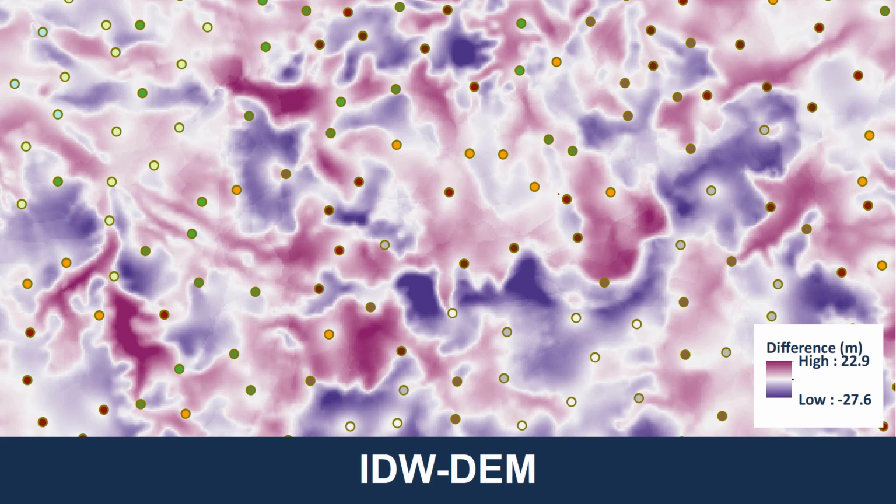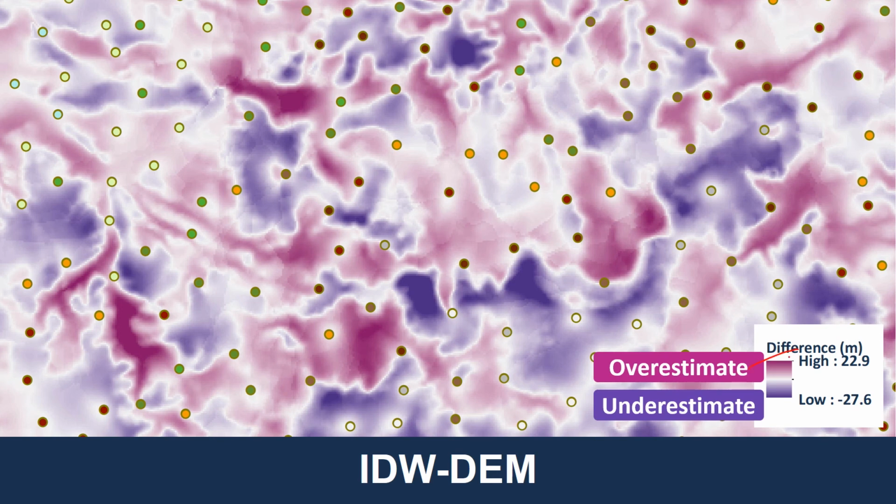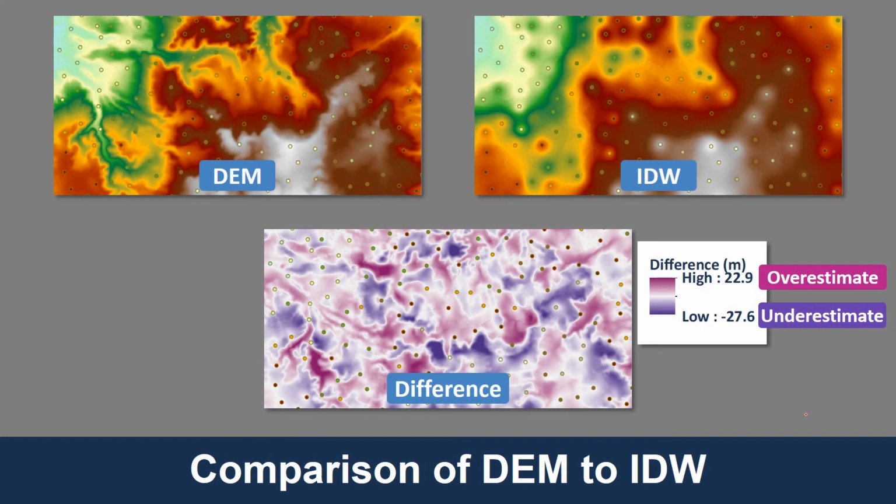I've just color-coded this according to the same colors I showed in the previous diagram. So our overestimates are shown in magenta here, and the underestimates are in purple. And you can see, sure enough, that there are lots of places across my study area where we are getting these artifacts taking place based on the fact that I'm using IDW. So here's the DEM, the IDW, and the difference. It's just a way of showing them all together, so it's more clear what we're actually seeing.